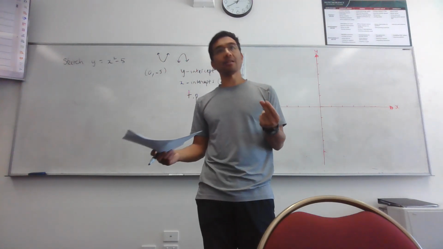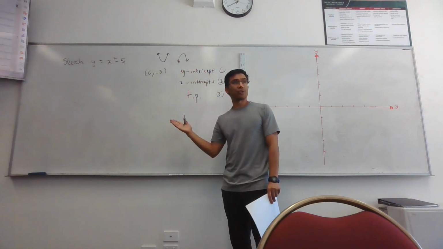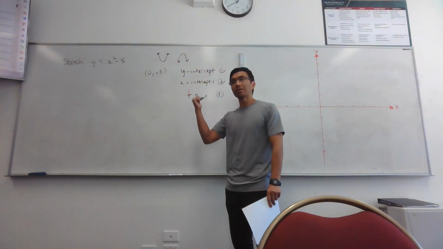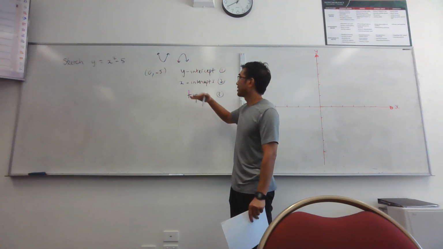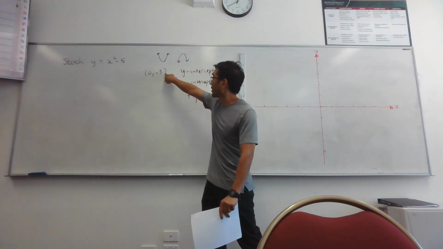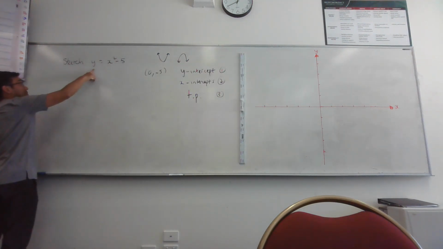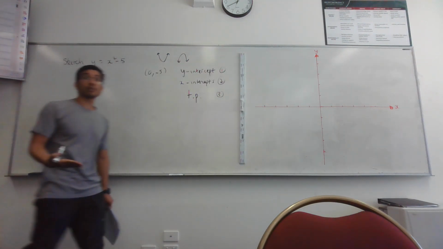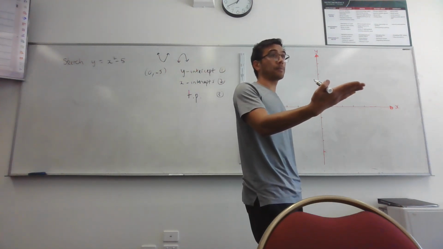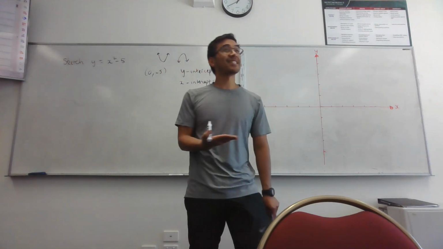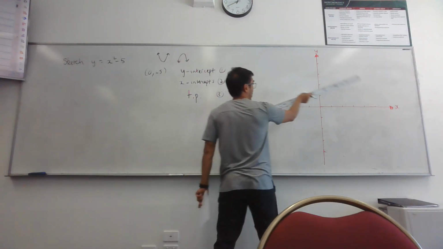But how we get there can take a few turns. So we must always know what we're aiming for: y-intercepts, x-intercepts, and the turning point. We've already found 0, -5. If I want to find an x-intercept, where do x-intercepts occur on a graph? When y = 0.